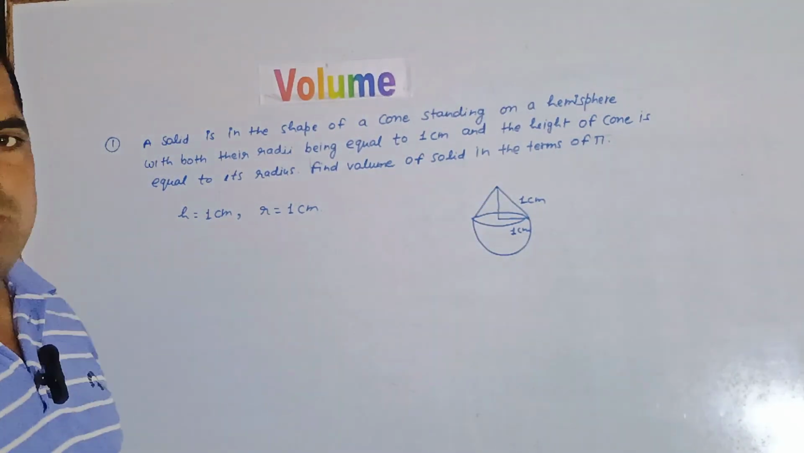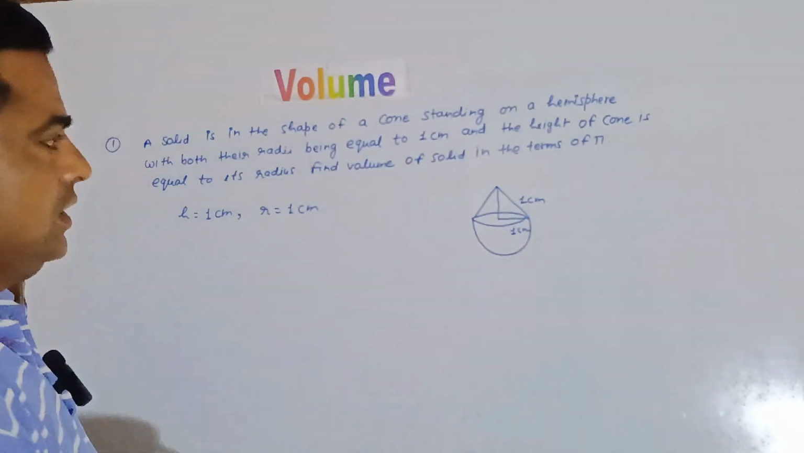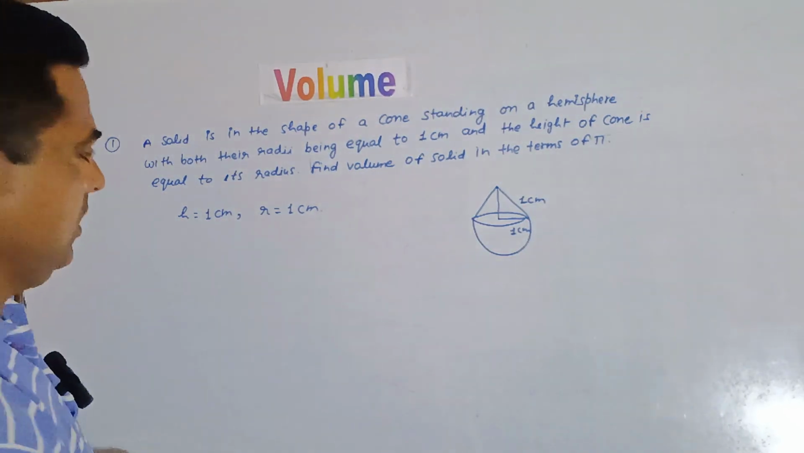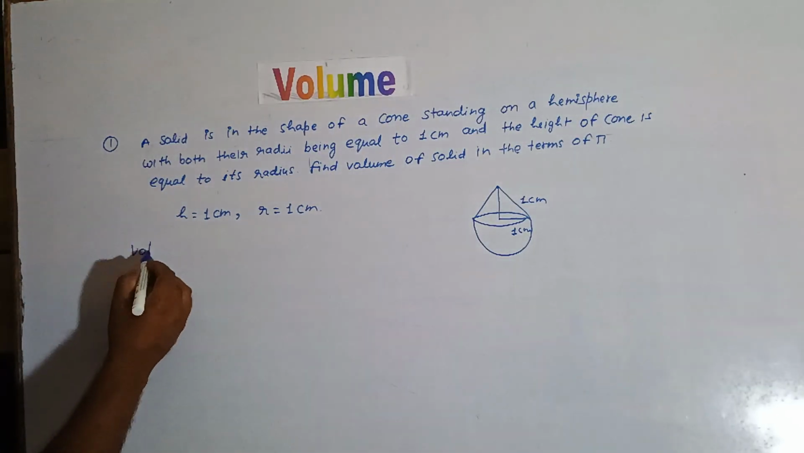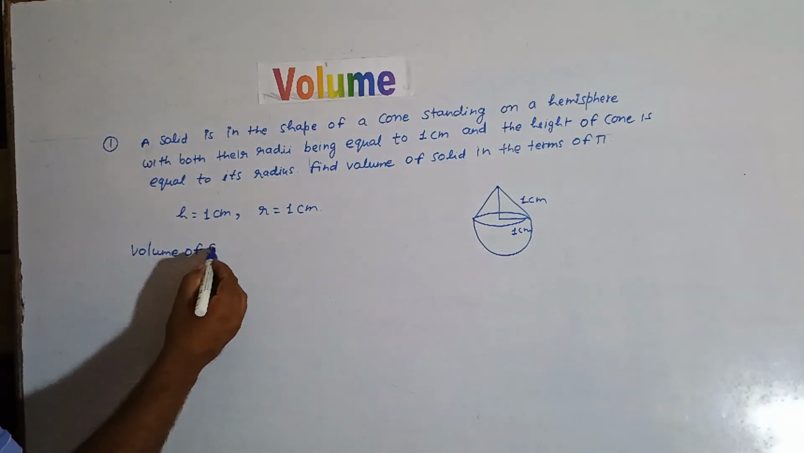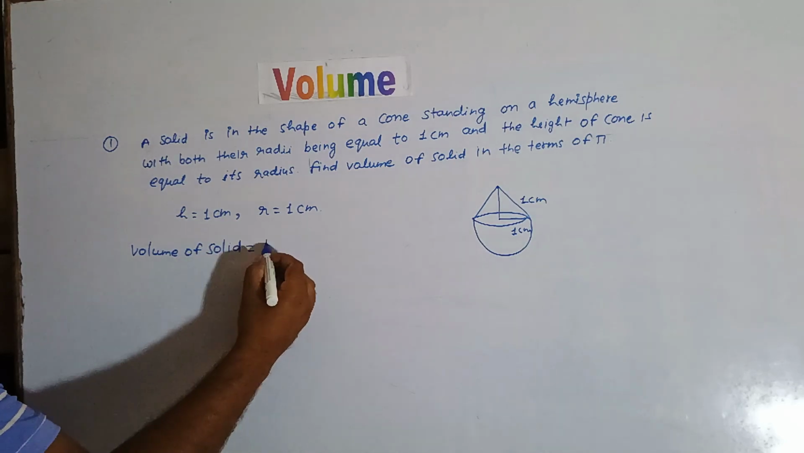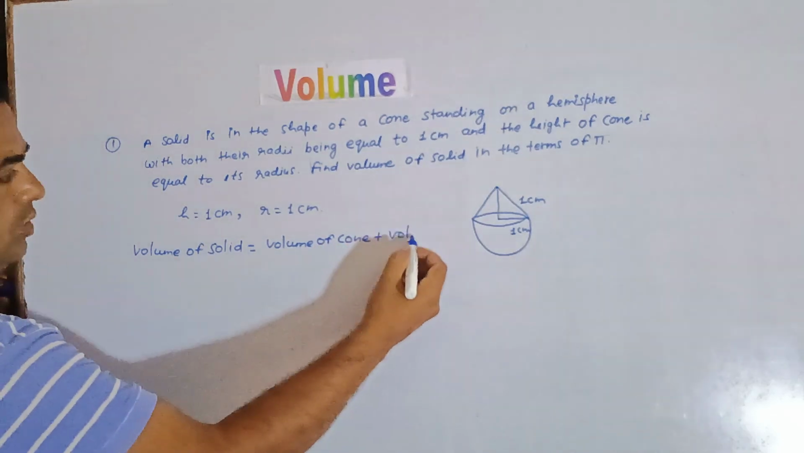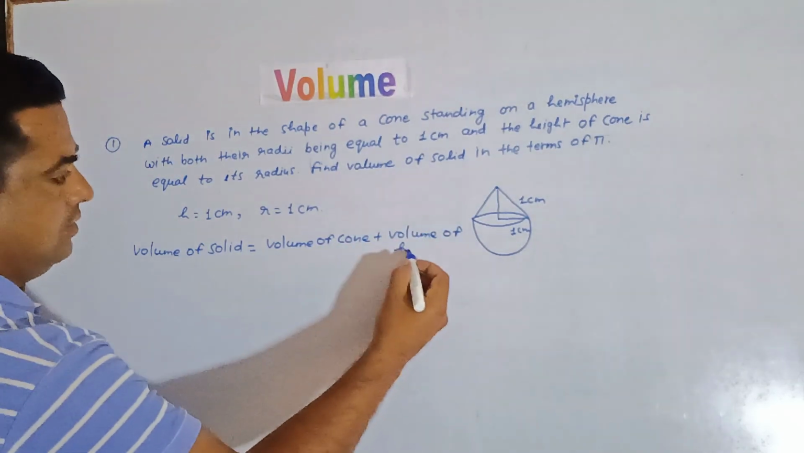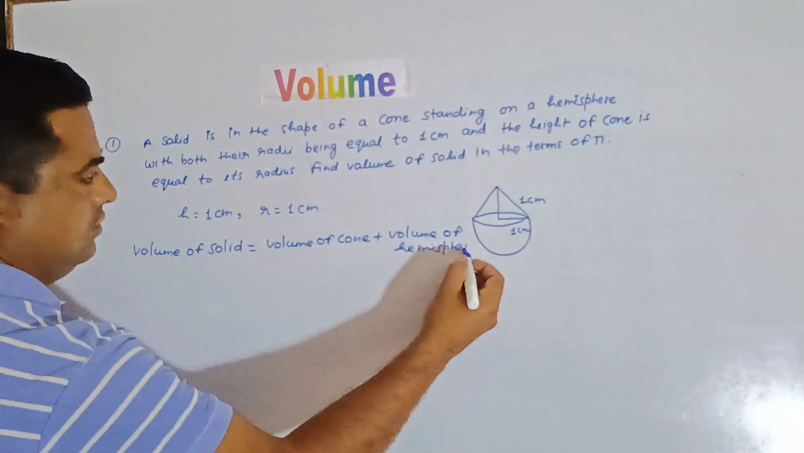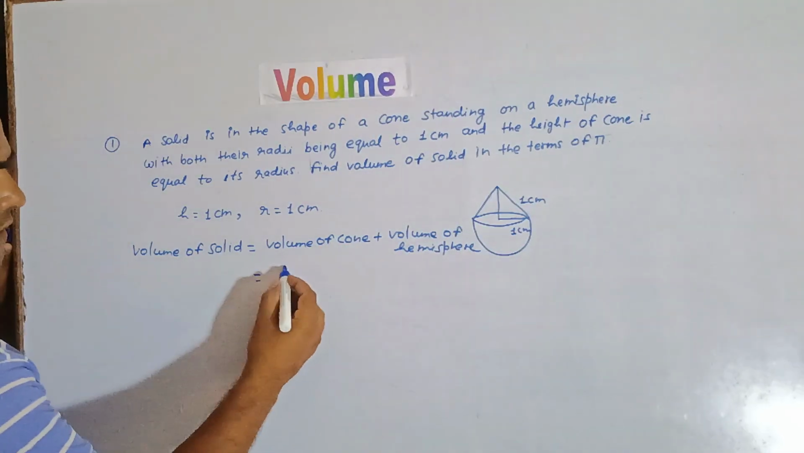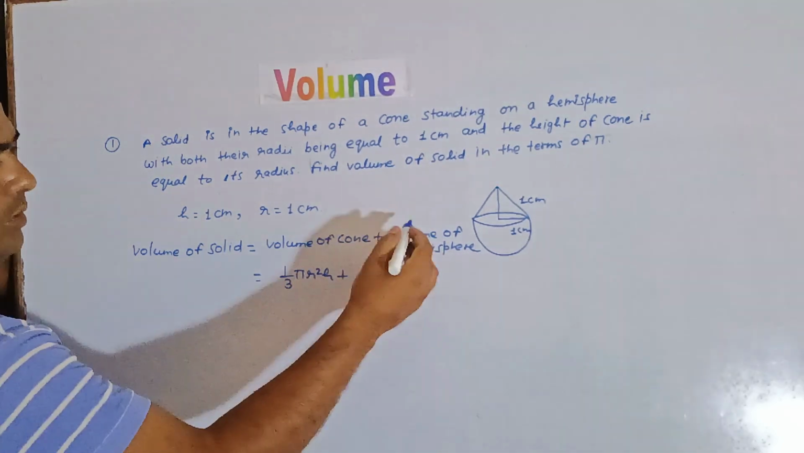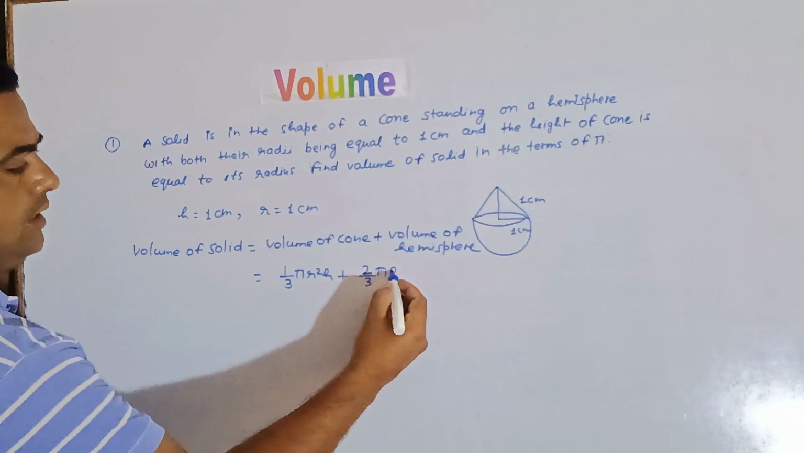We will add volume of both the shapes. What is the volume of cone? This will be 1 by 3 pi r square h, and what is the volume of this hemisphere? This is 2 by 3 pi r cube. So volume of solid will be equal to volume of cone plus volume of hemisphere. Students, what is the volume of this cone? This is 1 by 3 pi r square h plus volume of hemisphere, 2 by 3 pi r cube.